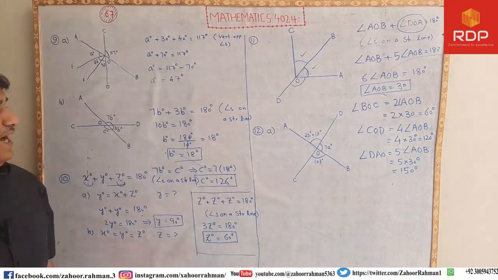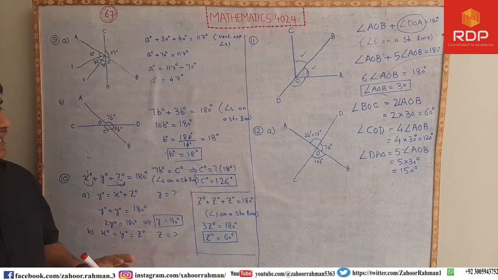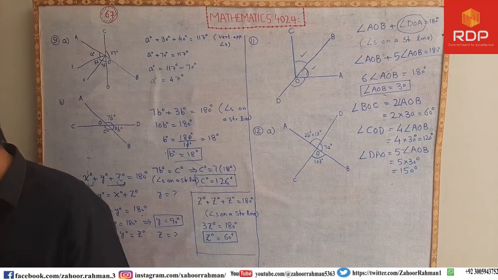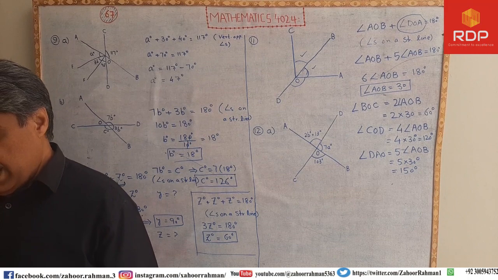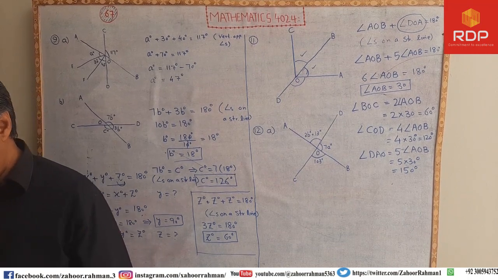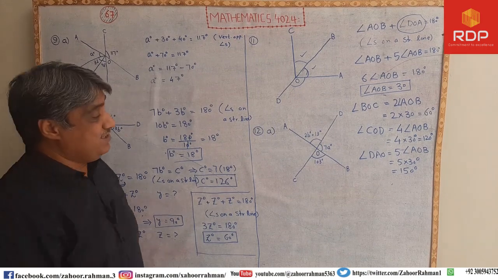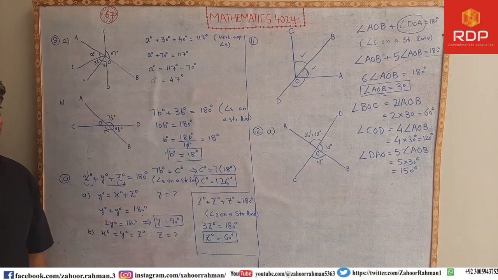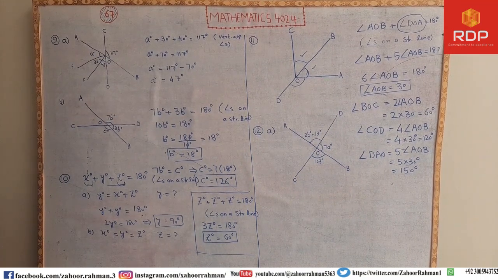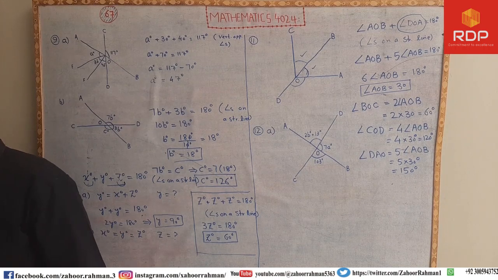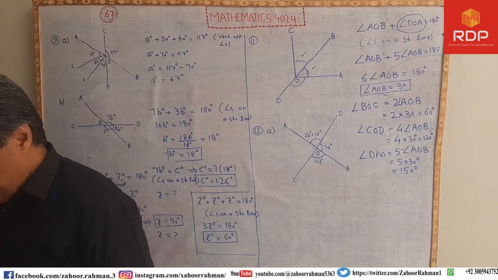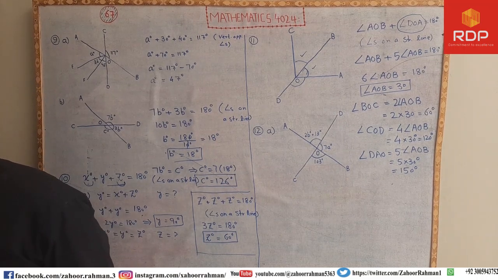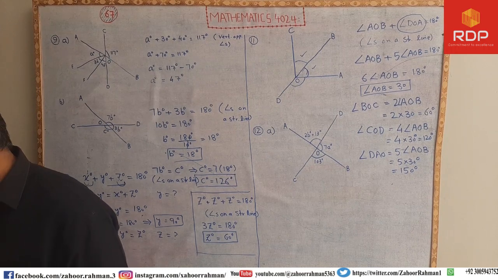Okay, now we are turning to question number 12 and A part. Question number 12 is saying, given that AOB and COD are straight lines. These two are straight lines. If they are not straight lines, then we won't be able to solve these questions correctly. So, ladies and gentlemen, this information is playing a very vital role in the solution of this question. Further, they are saying, find the value of the unknown in each of the following.